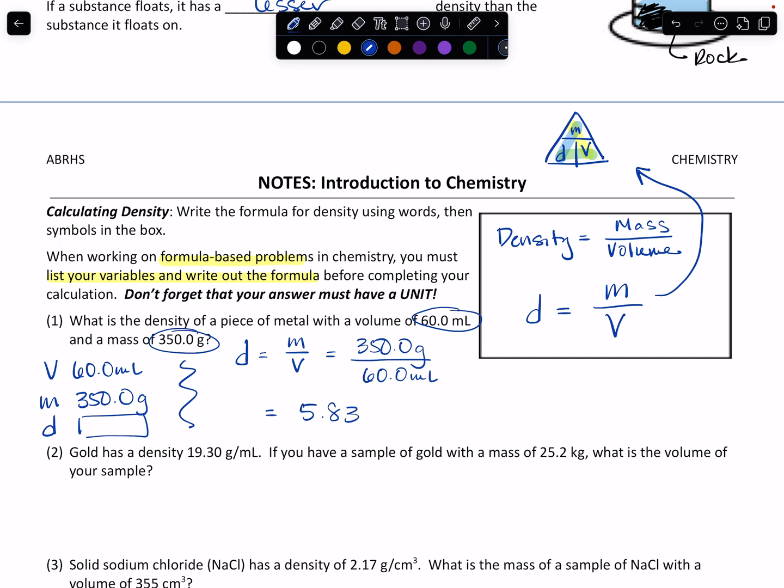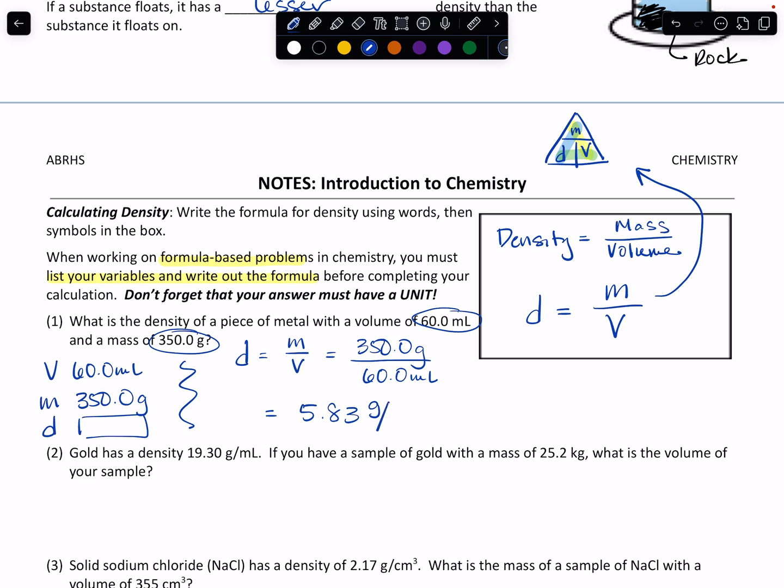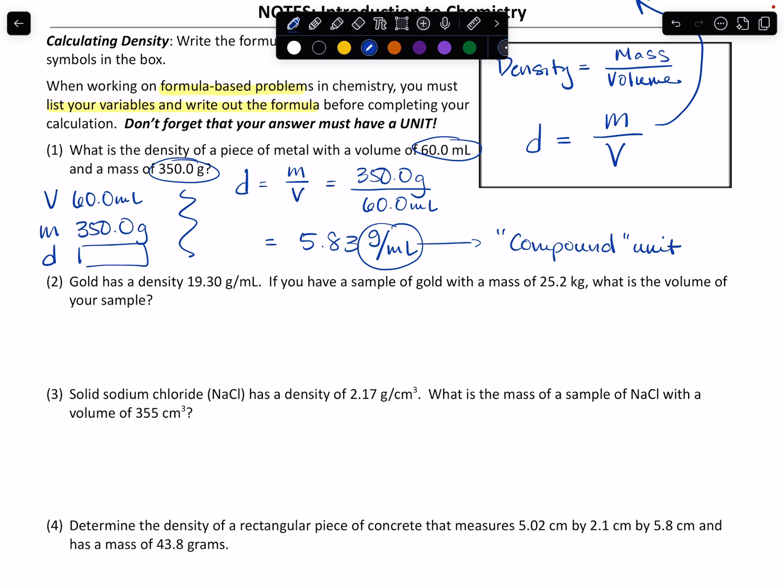Now, the unit here looks a little strange. It's a compound unit. It's grams divided by milliliters. So this unit is called a compound unit. You have to have both pieces. Don't just write grams. Don't just put milliliters. It's grams per milliliter. That's what a density unit is going to look like, a mass divided by a volume unit.